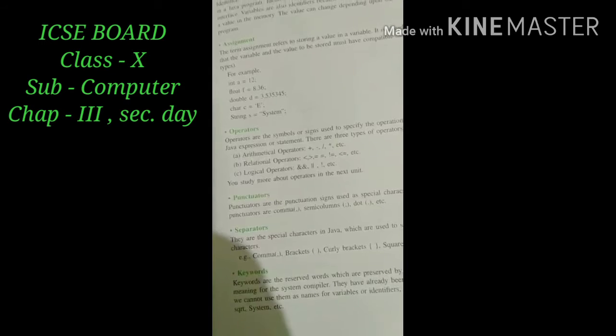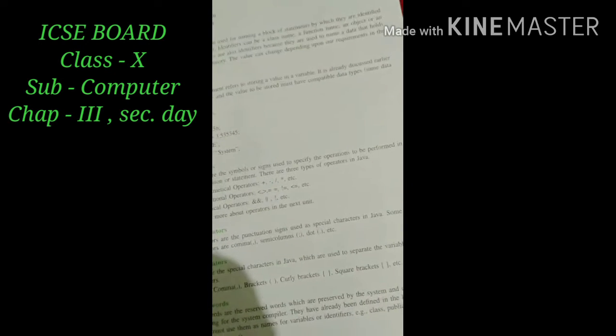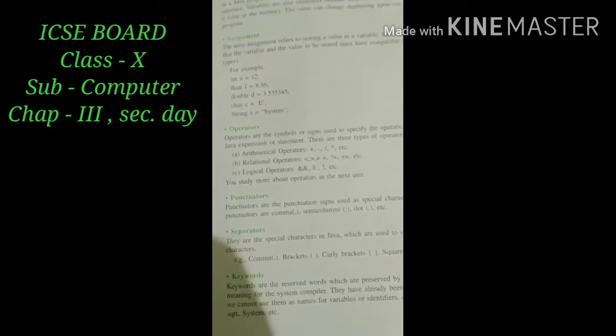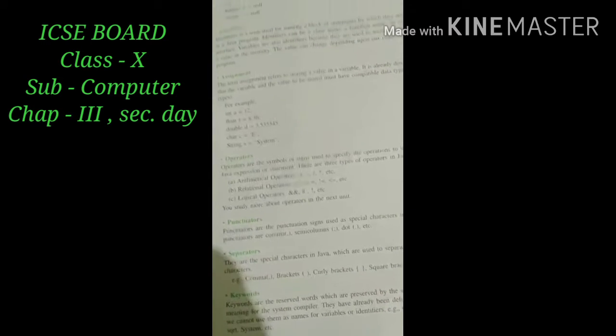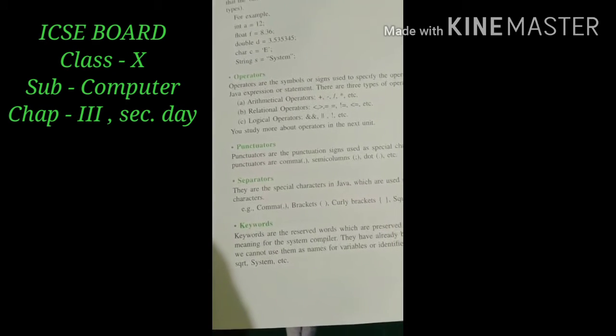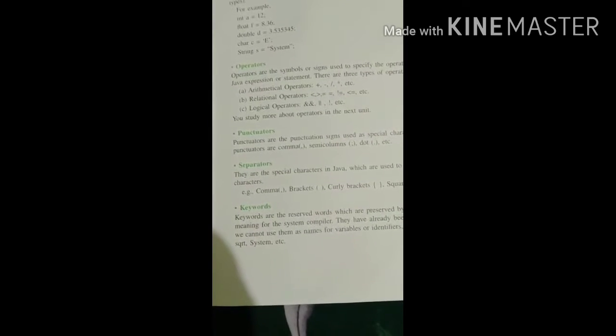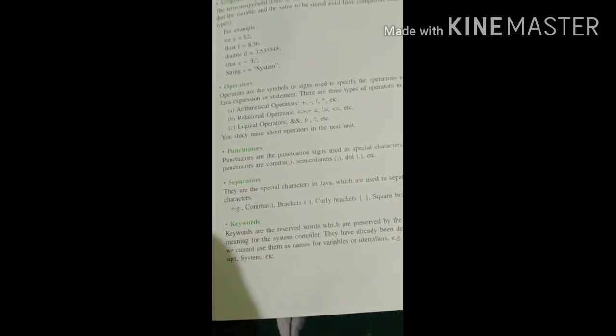Punctuators are the punctuation signs and special characters used in a Java program. Some punctuators are comma, semicolon, and dots. Separators are like comma, brackets, curly braces, square brackets. Keywords are the reserved words whose meaning is already defined in the compiler.